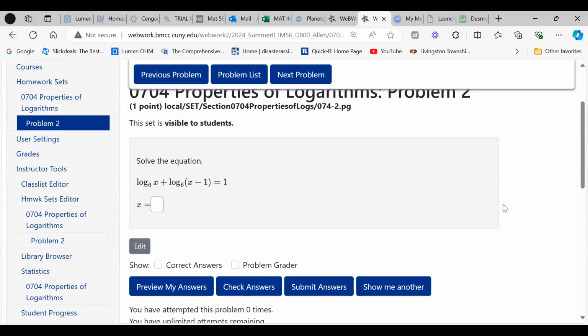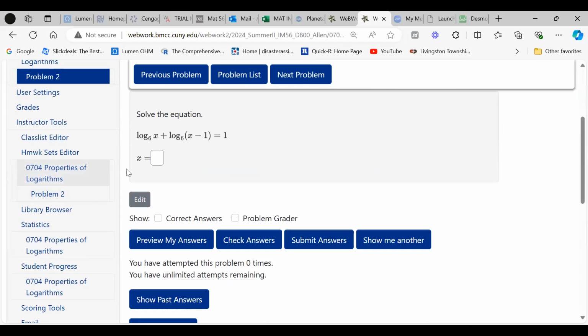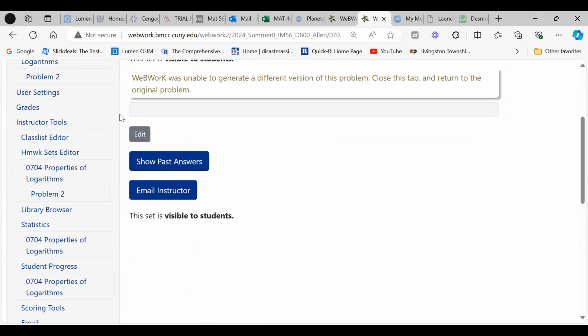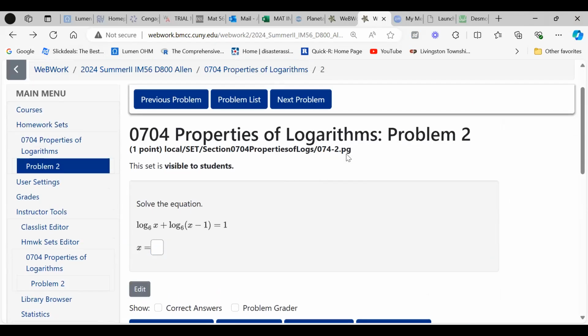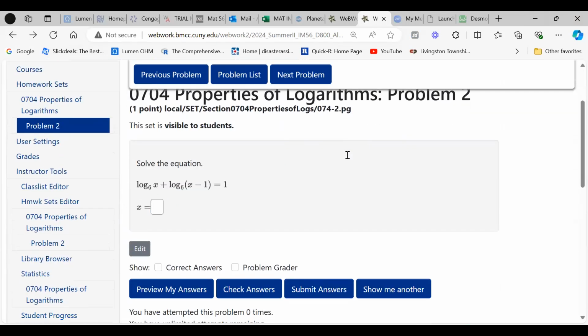Now let's look at the next problem. You will get a little bit more complicated, right? Like this one, you're going to get a quadratic equation later. So let's try problem 2. Let's try this.